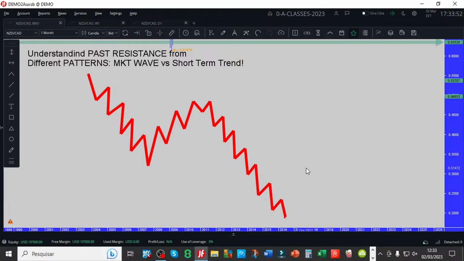Okay, Desert Island. Okay, Julius. Boss, this is the market wave. No. What you are looking at is a short-term downtrend, a short-term uptrend, and then a short-term downtrend. Period, end of story.